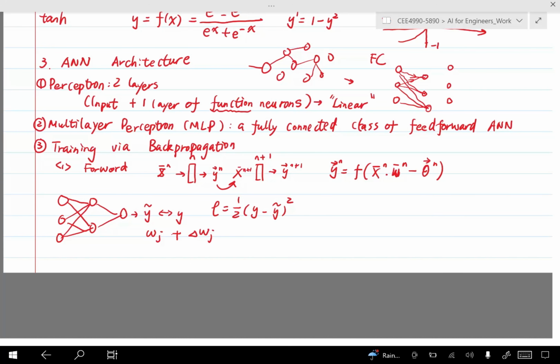The way is that we know the value of this weight in the current step, and we just add a small change to it so that we can get the value for the new step. Now the question: how to get this ΔW, the change of this weight? How to make sure that the change of this weight will give us a lower loss in the next step? That is the gradient descent.